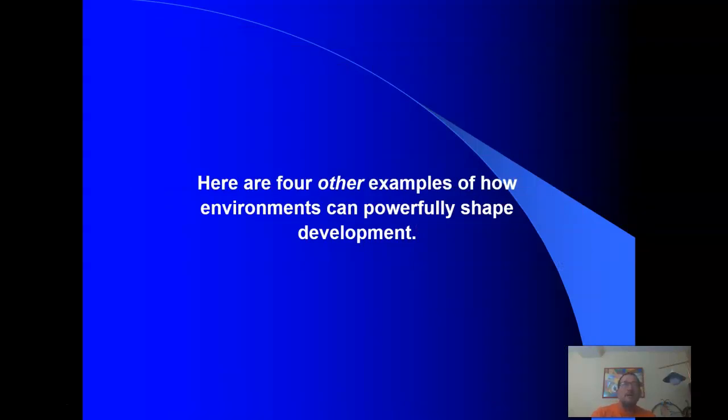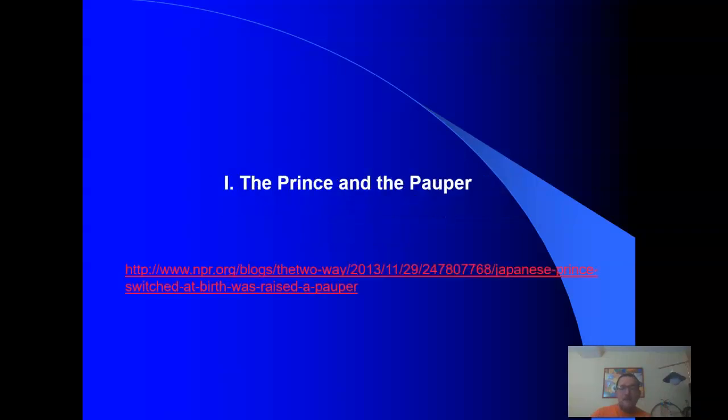In fact, in the example I just gave you, environments could look like their genes because of the way that we stereotype people. Here are four other examples of how environments can powerfully shape human development that take a very different approach than the one I just described. And I hope these other examples are much more straightforward than the subtle example I just gave you about stereotyping.